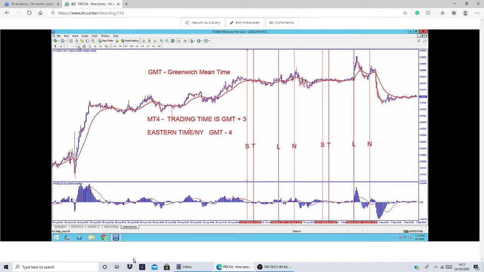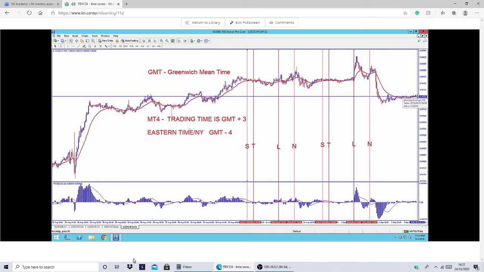Now, when setting up your charts, the market is based around Greenwich Mean Time. Everything's based around Greenwich Mean Time. Every broker, depending on their time zone, will have their trading time. For instance, FXCM or FX Choice, it's GMT plus 3. GMT minus 4 would give you New York time. So New York time right here is Greenwich Mean Time minus 4. The chart is GMT plus 3.